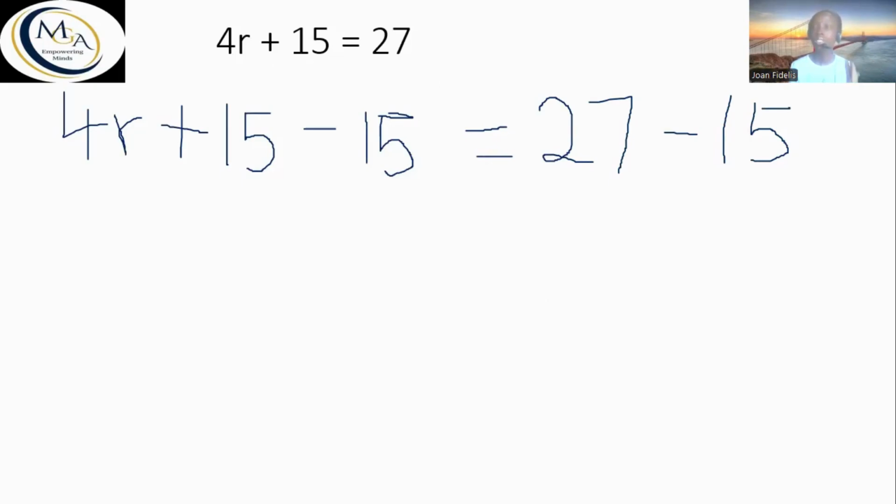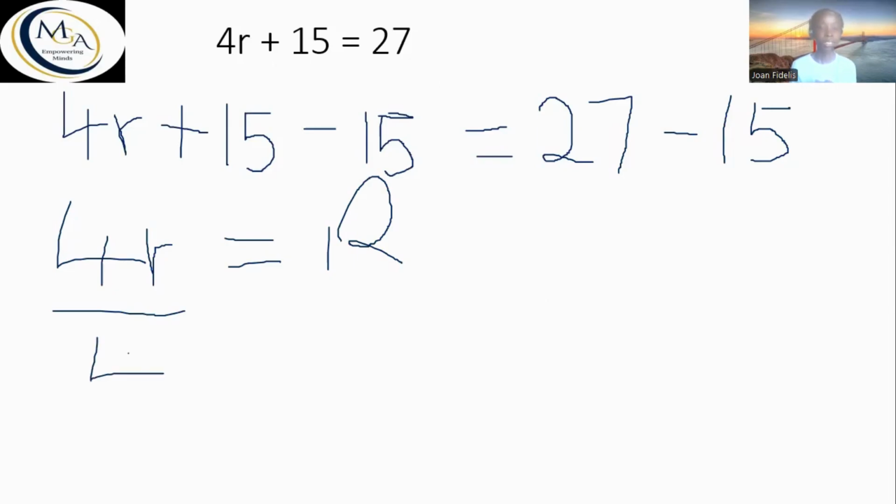So we go on to the next step of the equation, which is to write down 4r is equal to 12, and then we perform the inverse of either division or multiplication. In this case, we're going to perform the inverse of multiplication. So 4r divided by 4 is equal to 12 divided by 4. So here we're dividing both sides by 4. So 4 will cancel out 4, and then 12 divided by 4 is going to give us 3, and r is equal to 3.